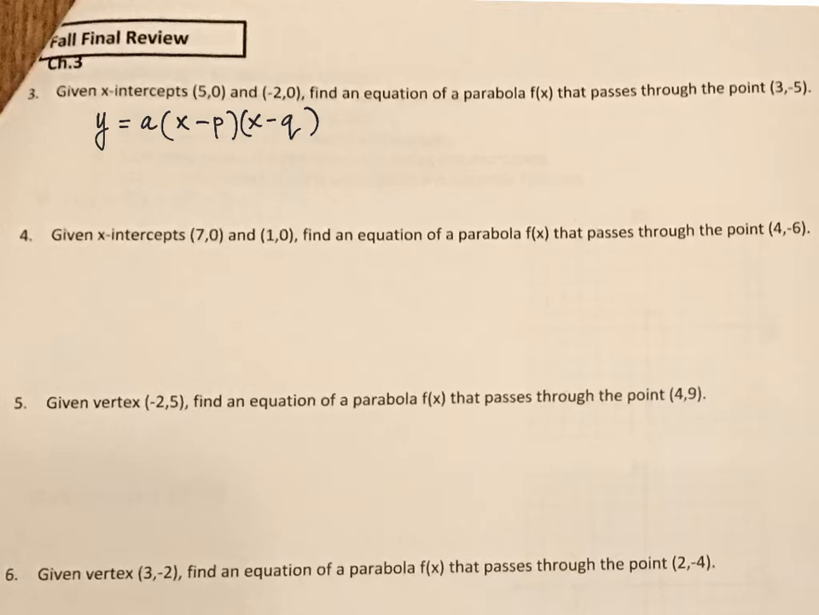So I can use 5 to insert for p, and I can use -2 to insert for q. And I'm looking for a, and that would be the equation of the parabola. So y equals a times (x minus 5), because 5 is the x-intercept, times (x minus -2), and -2 is also an x-intercept. Now I simplify the equation. I have a times (x minus 5) times (x plus 2).